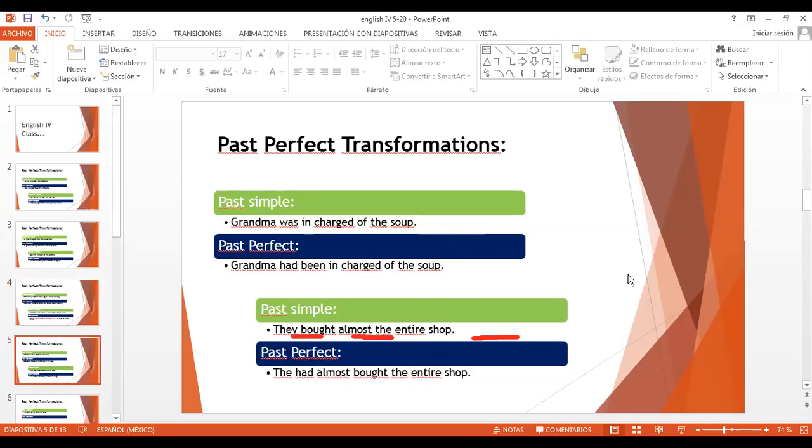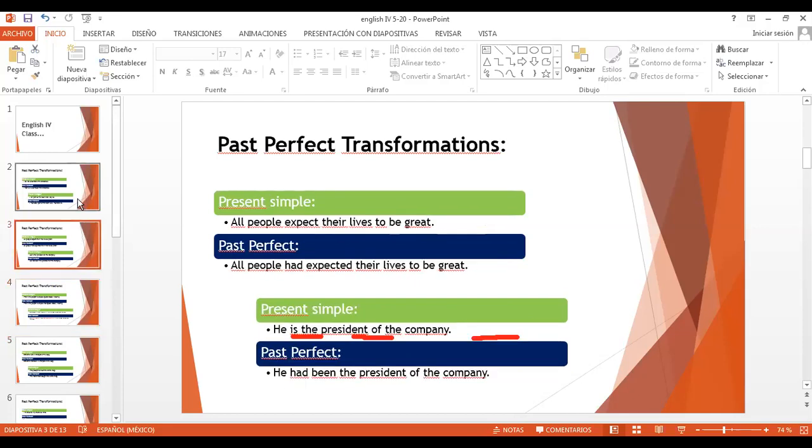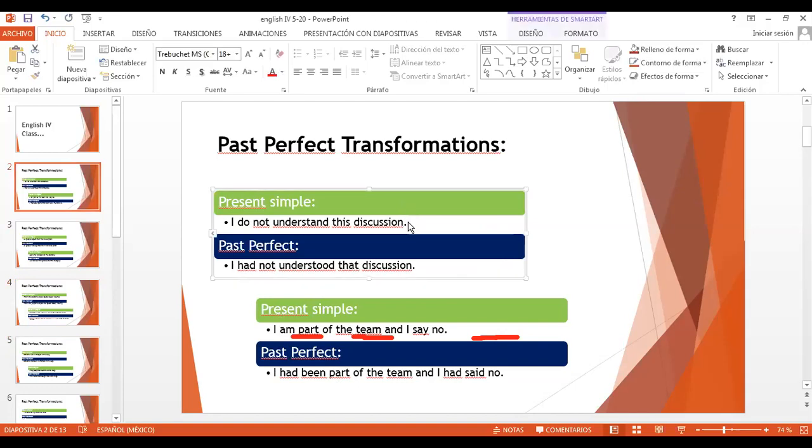O sea que no se debe de cambiar siempre toda la oración, sino buscar que tenga sentido, ¿no? En este caso hay que identificar las partes que están activas. En oraciones sencillas, muy cortas, es fácil de identificar, porque tenemos I do not understand this discussion. La única cláusula es do not understand, o sea que se cambia: I had not understood.